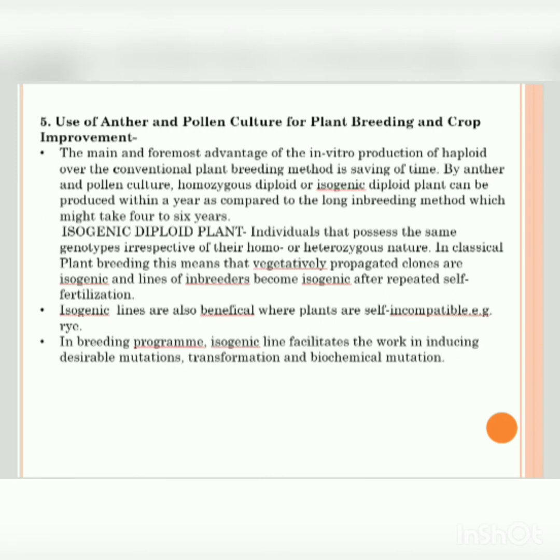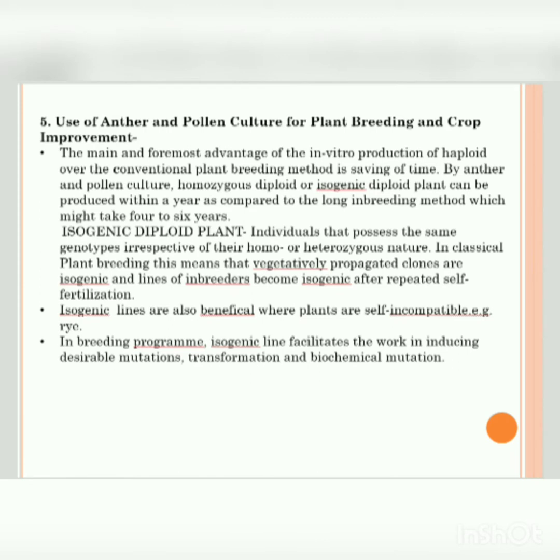The fifth point is the use of this culture for plant breeding and crop improvement. Now we are going to see how this culture is applied. The main and foremost advantage of the in vitro production of haploids over the conventional plant breeding method is saving of time, as we have already studied in the first point.